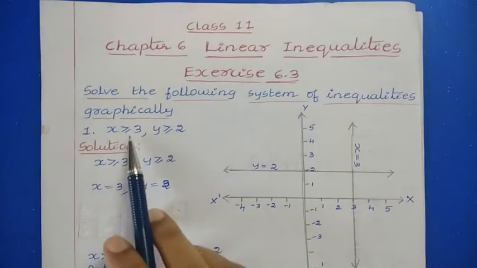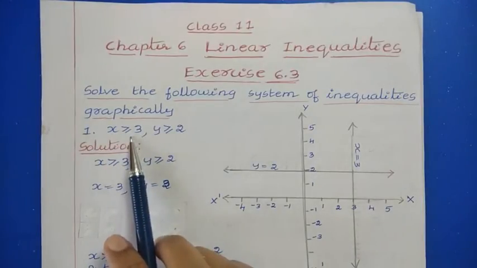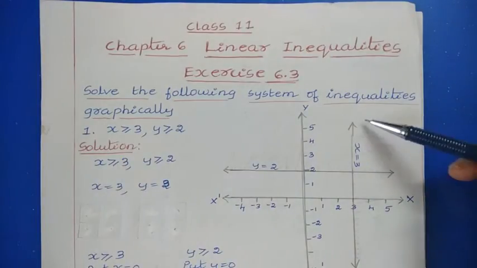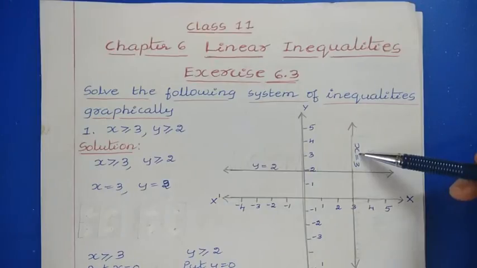And here this is a slack inequality. We have here greater than or equal to. So you have to draw a solid straight line. So that is the line for x is equal to 3.